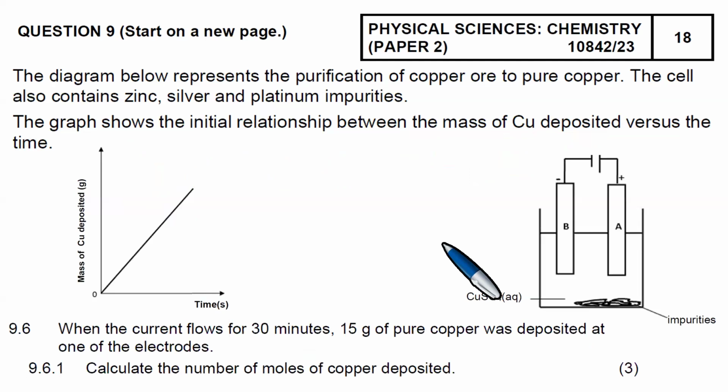Okay, that was 9.5. When the current flows for 30 minutes, 15 grams of pure copper was deposited at one of the electrodes. Calculate the number of moles of copper deposited, for 3 marks. Let's look at this question. Grade 11s and grade 10s and matric, you need to learn how to do chemistry calculations that involve mass. So now at this point, you need to use the formula to calculate the number of moles of copper deposited.